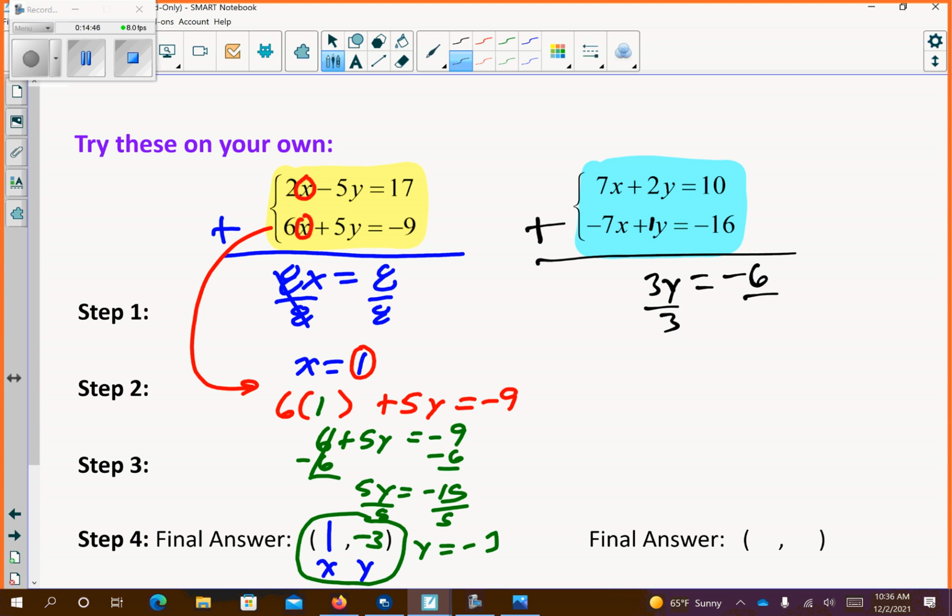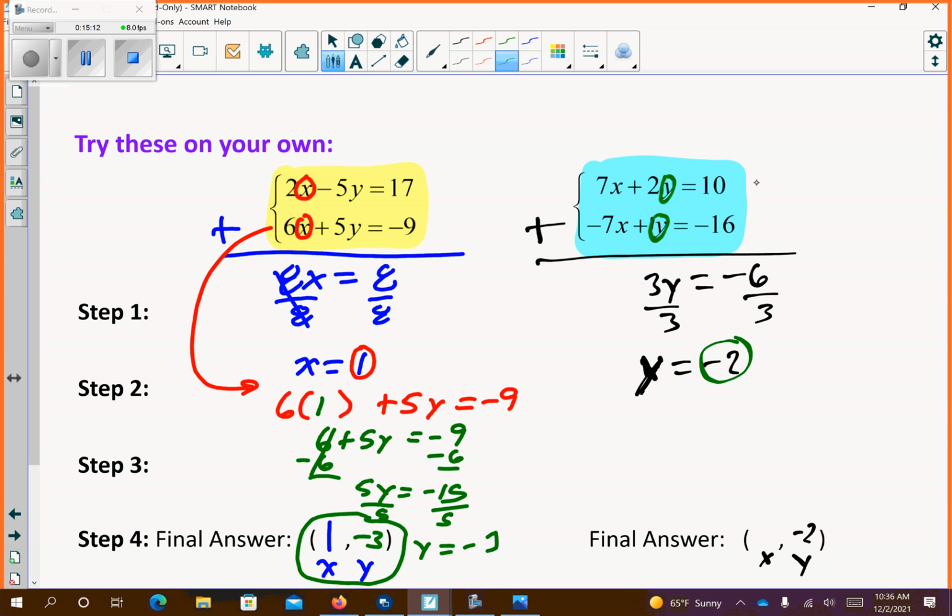Divide each side by 3. And I think that comes out to negative 2. You agree? So now I know the y value. So what should I do with this y value? What should I do with this -2? Yeah, so I'm going to find the x. So I'm going to either plug it into this top one here or this bottom one here. Which one would you like? Top? Okay. Yeah, I like the top as well.